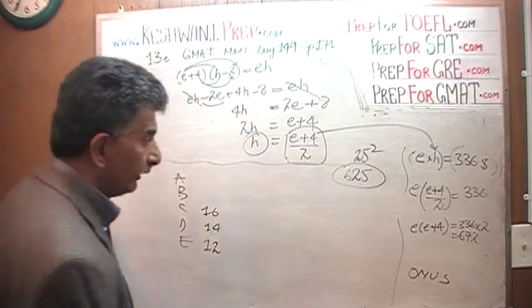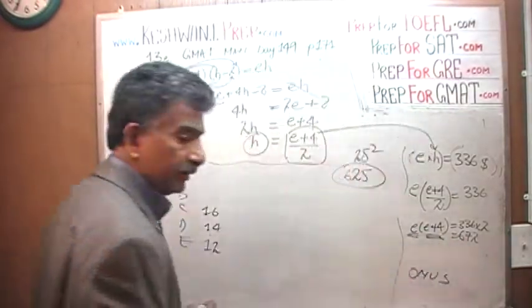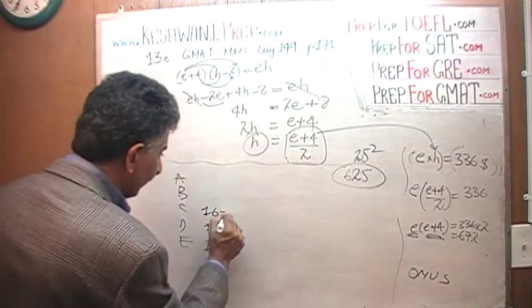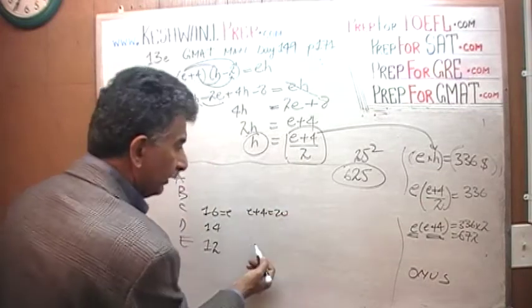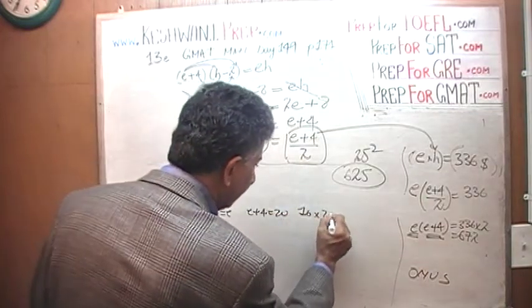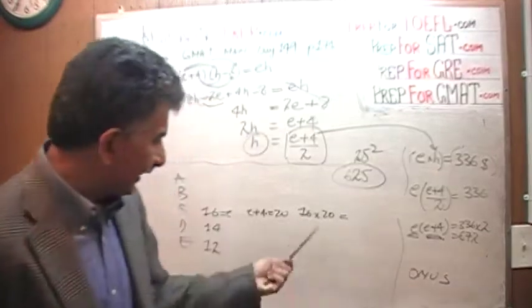So here we have e times e plus 4. First number and the second number is 4 more than that. If e equals 16, then e plus 4 would just be 20. 16 times 20 is not going to give you 672.